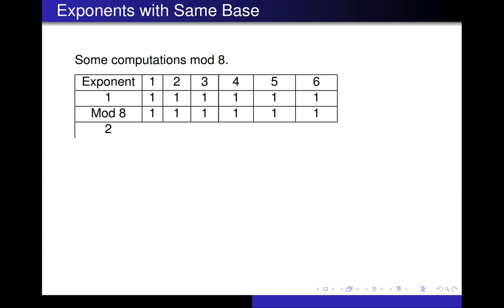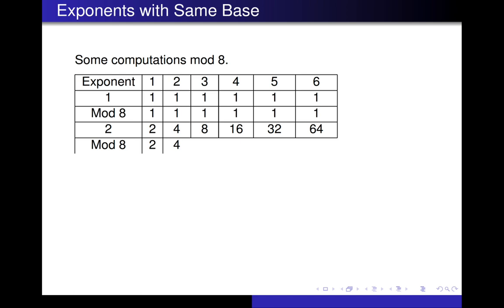What about 2? Well, if I take 2 to the 1, I get 2, 2 to the 2, I get 4, 2 to the 3, I get 8, then 16, then 32, then 64. If I look at those mod 8, I get 2 and 4 for the first two. 8 is 0 mod 8. And actually, if you look at all the ones after that, they're also multiples of 8, so they're going to be 0 as well. So all you get from powers of 2 is 2, 4, and 0.